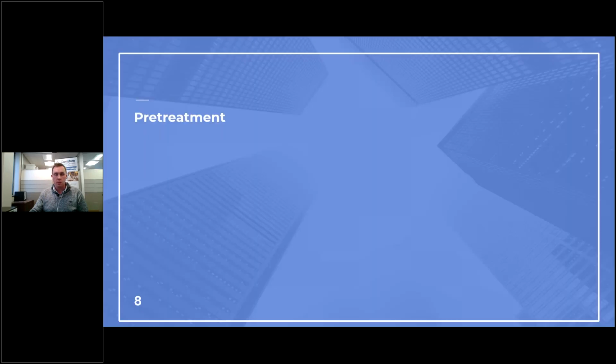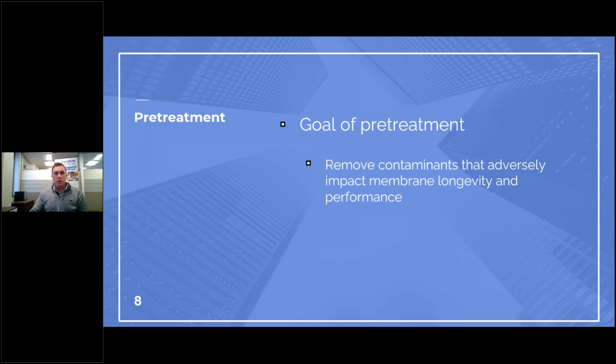So in terms of pre-treatment, what are the goals? The goals of the pre-treatment, really, we want to remove the contaminants that adversely impact membrane longevity and performance. And that's a big mouthful. Basically, it says that we want to remove contaminants that are going to make our RO not run that well. So that would mean low recovery rates. It could mean low production. It could mean low lifespans. All those sorts of things play in. So there are kind of three general spots that play into that.